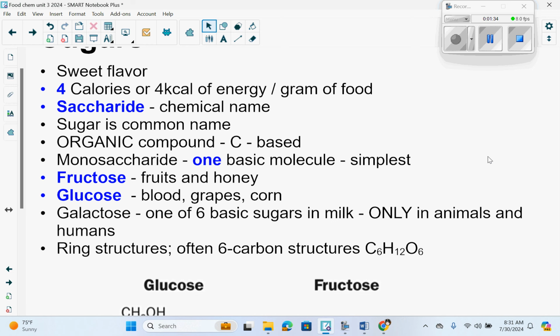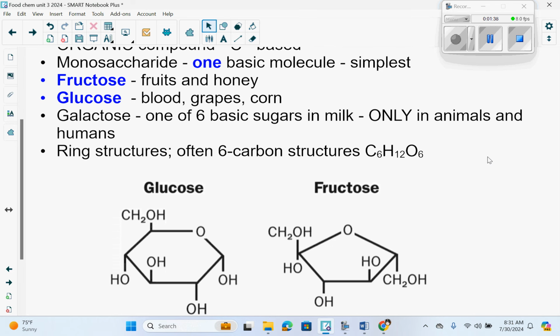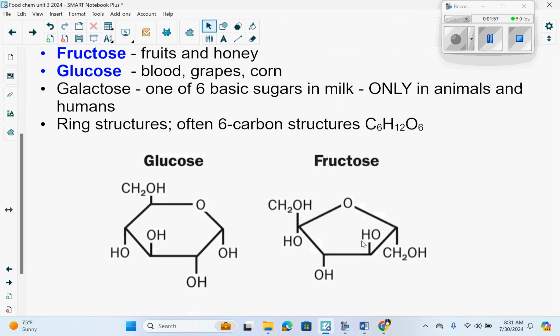Monosaccharides means there's one basic molecule. Mono means one. So these are your simplest sugars. Examples are fructose, right here. You'll see this in fruits and honey. Glucose, that's your blood sugar, but you can also find it in foods like grapes or corn. Galactose is one of the basic sugars in milk, but galactose is only in animals and humans.